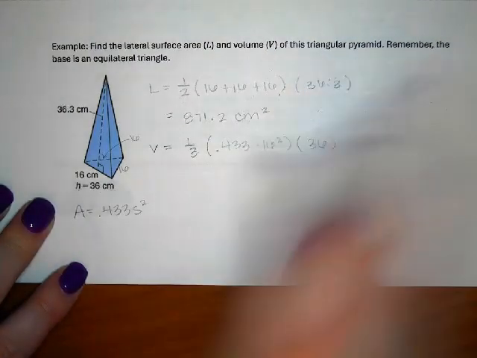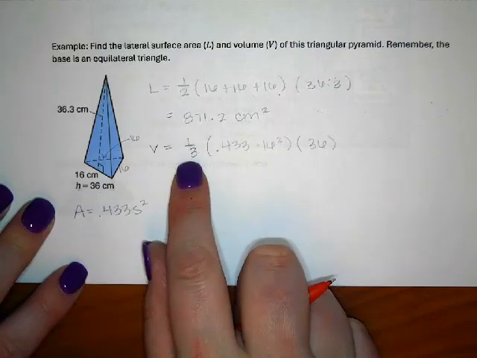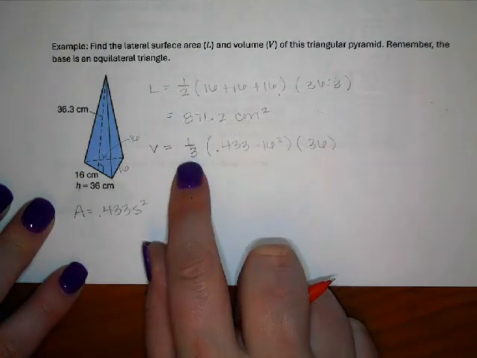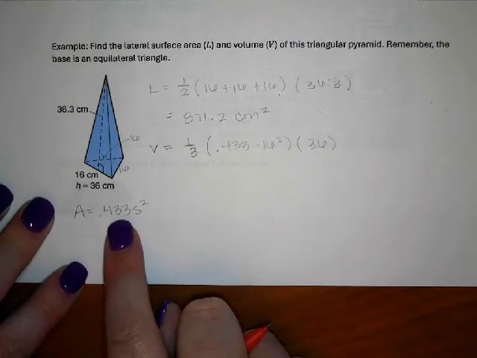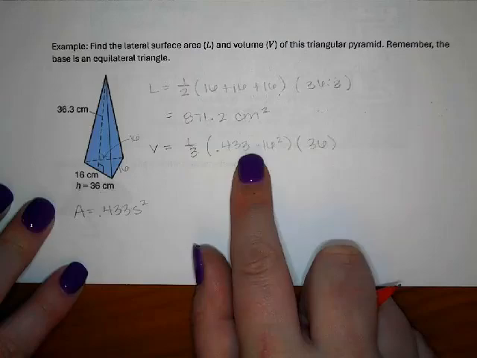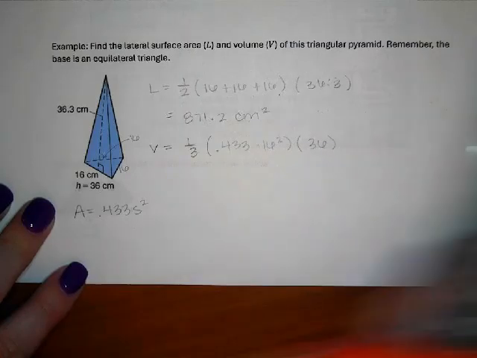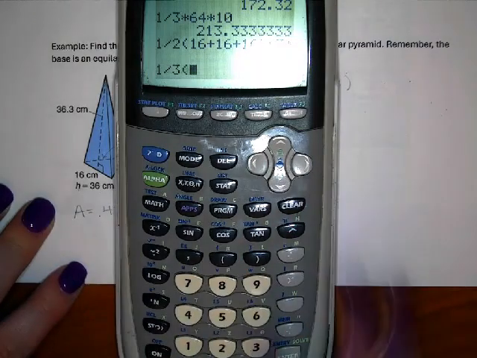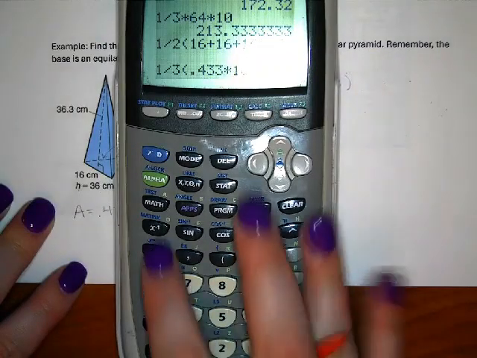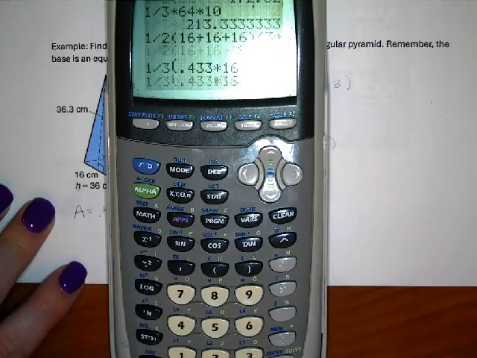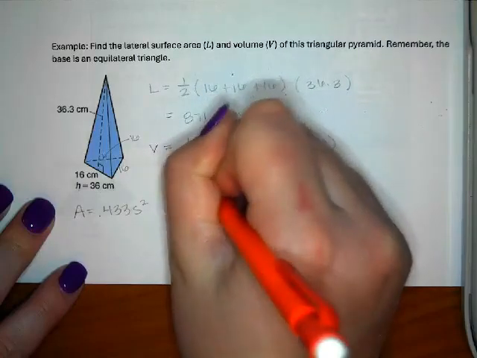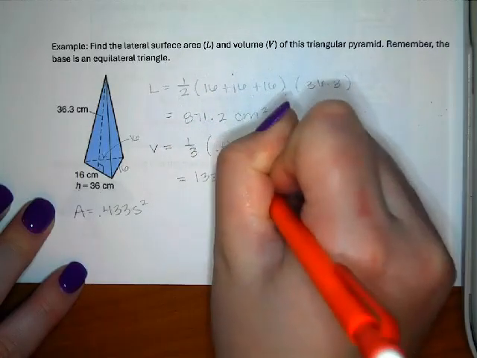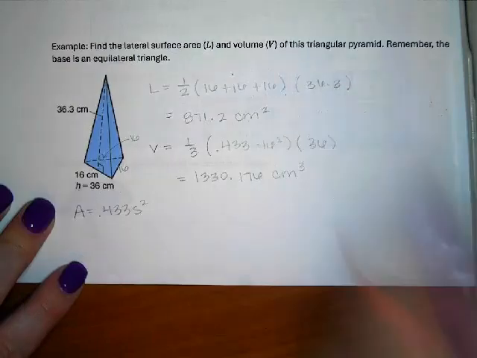So 1/3, make sure you notice that I had a typo. I had written 1/2 at first. It should be 1/3 times the area of the base. This is our formula for area of an equilateral triangle. Area of the base times the altitude. So I've got 1/3 times 0.433 times 16 squared times 36. And this is 1,330.176 centimeters cubed, because we're talking about a volume.